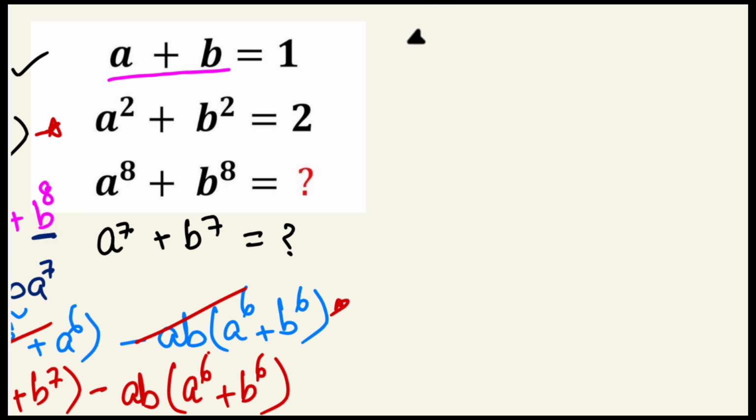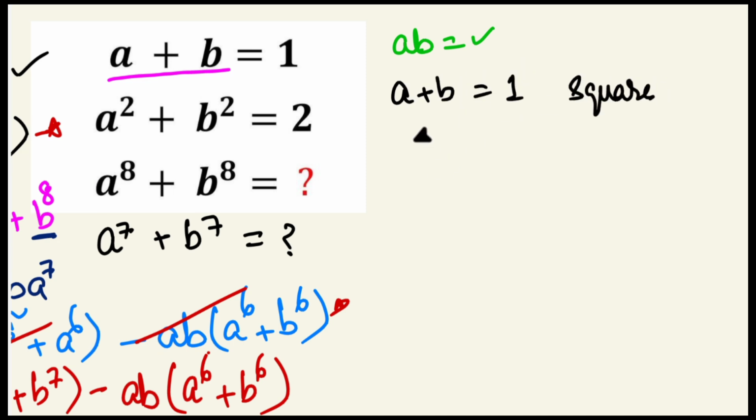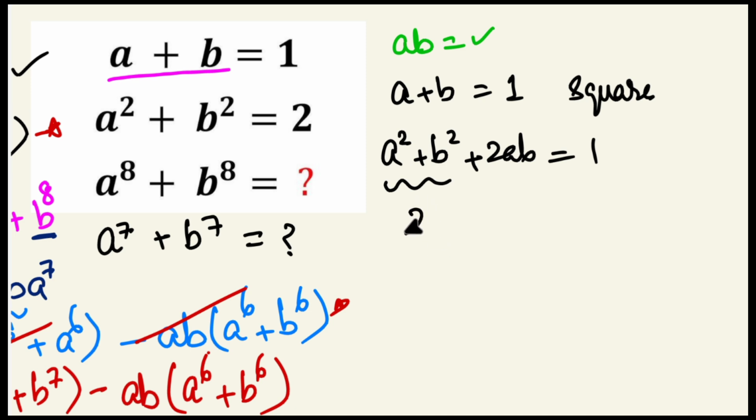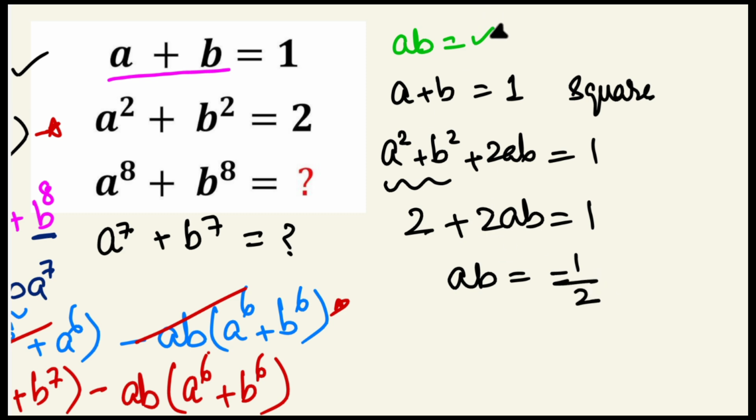Let me first find the value of ab, which we need. This is given. Let us square both sides. We know the value of a square plus b square, this is 2. So 2 plus 2ab is equal to 1. ab is equal to 1 minus 2, which is minus 1 upon 2. So we know the value of ab, which is minus 1 by 2. And a plus b we already know, which is 1.